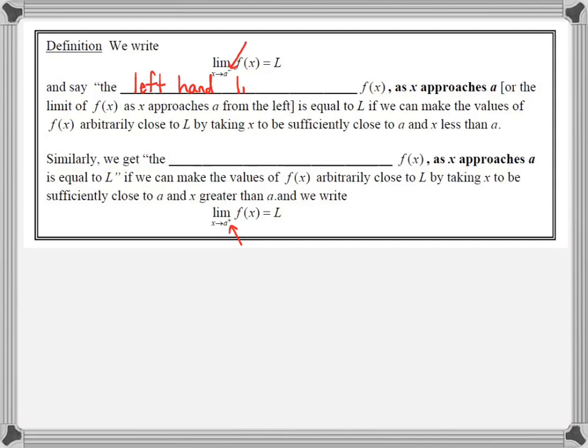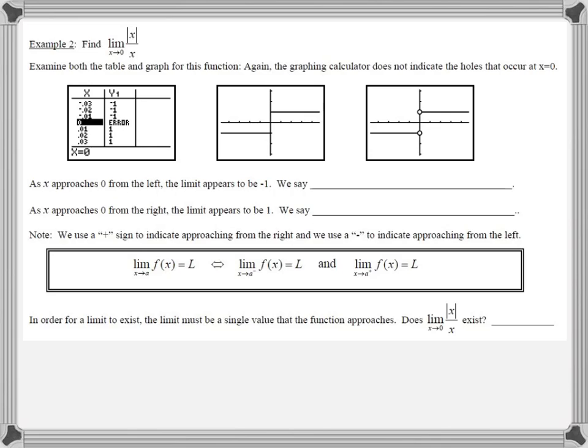what does the number approach? And the plus sign means the right-hand limit. That means coming from the right side, what does the right limit approach?